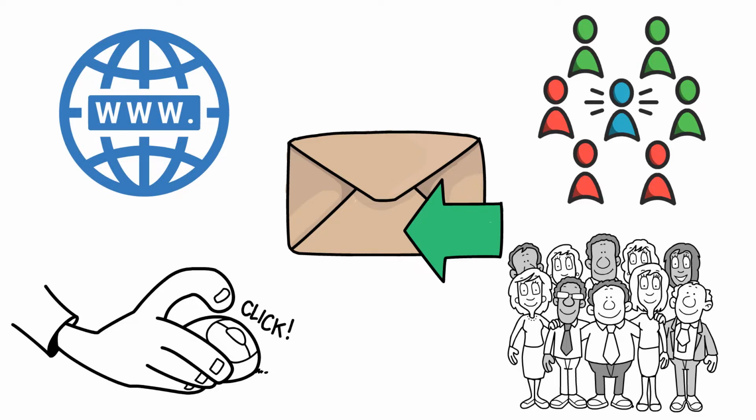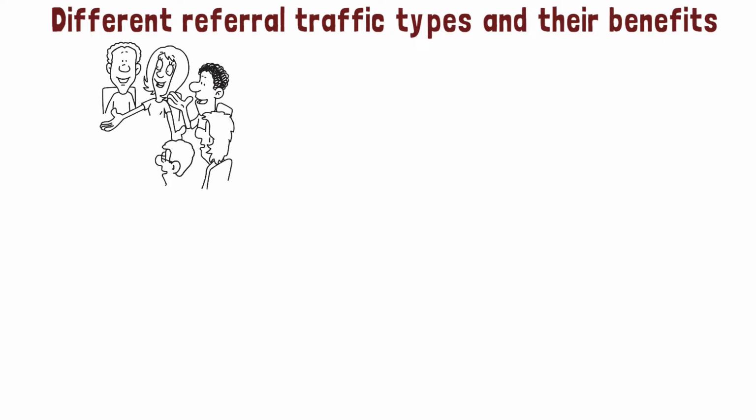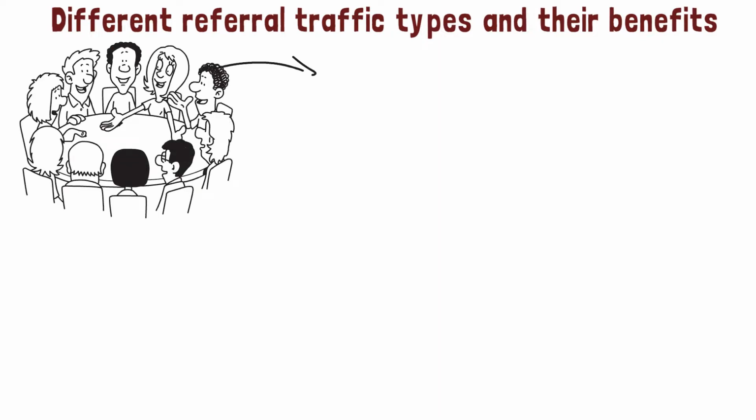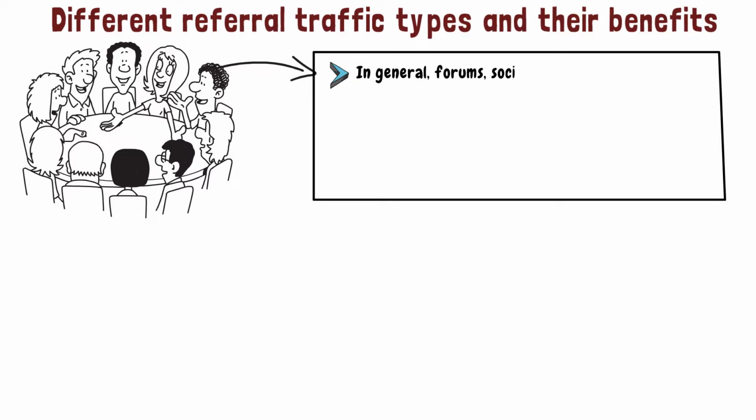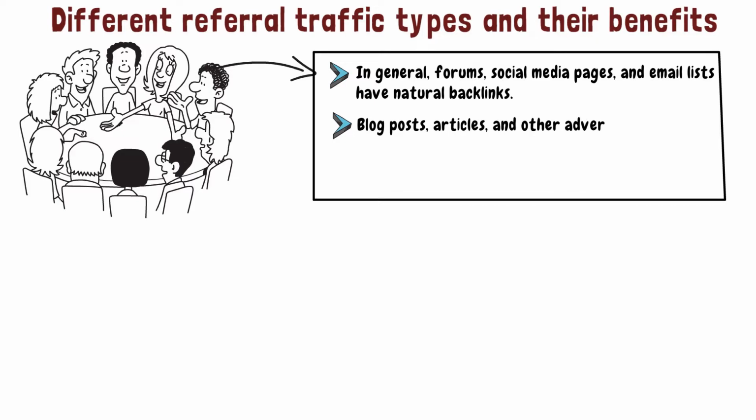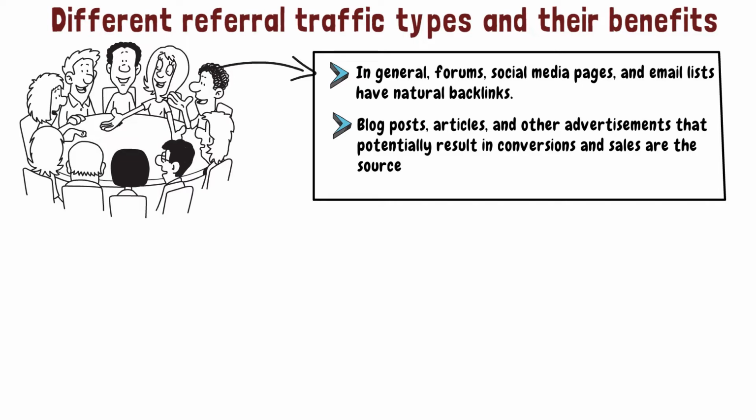Different referral traffic types and their benefits. Paid and organic referral traffic are the two main sources. In general, forums, social media pages, and email lists have natural backlinks. Blog posts, articles, and other advertisements that potentially result in conversions and sales are the sources of paid traffic.